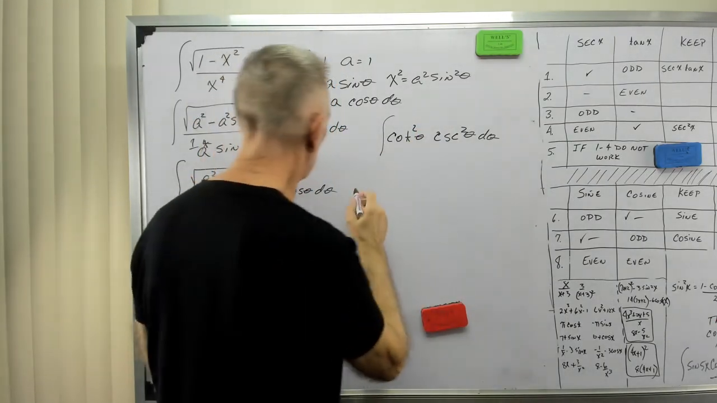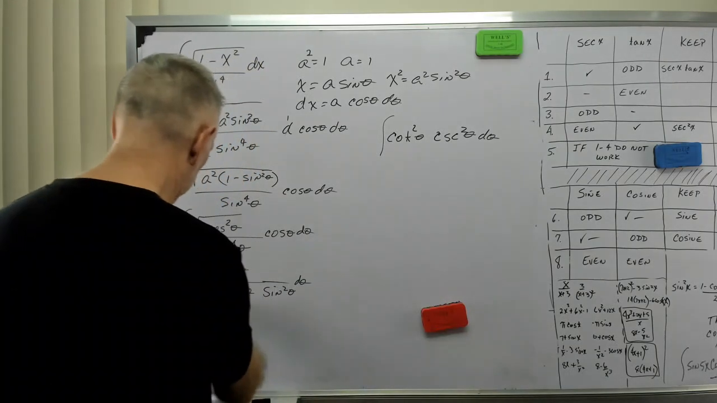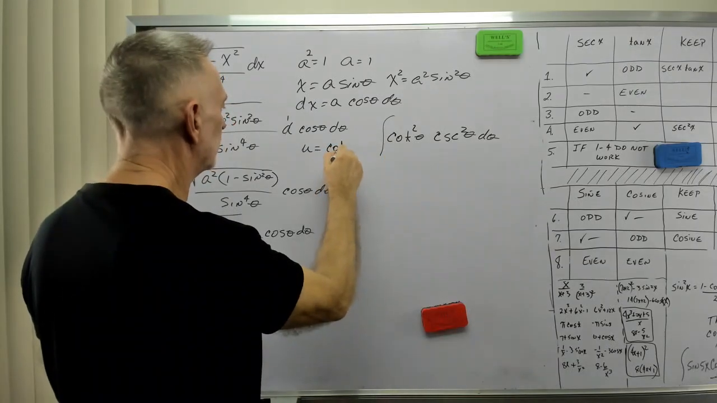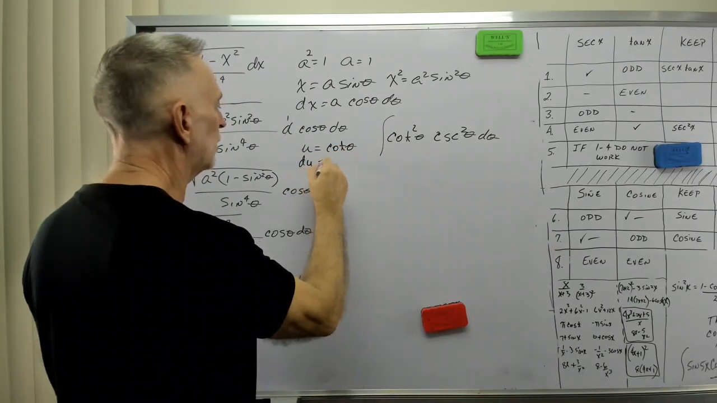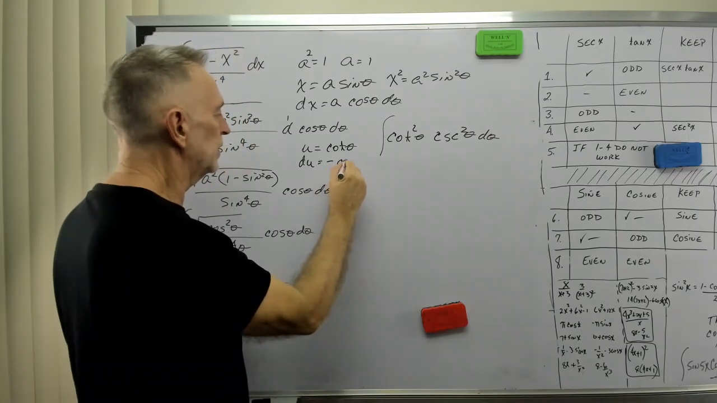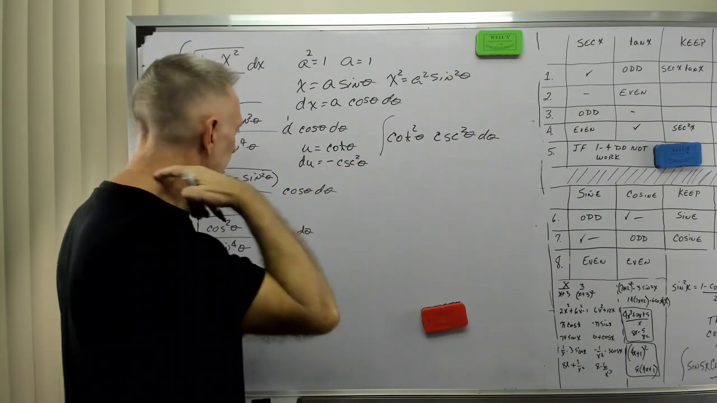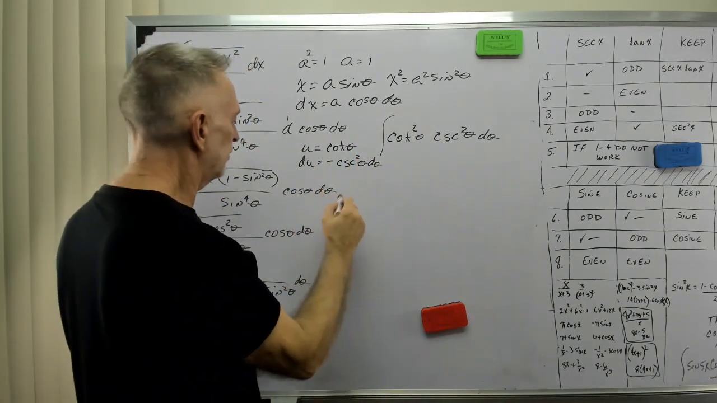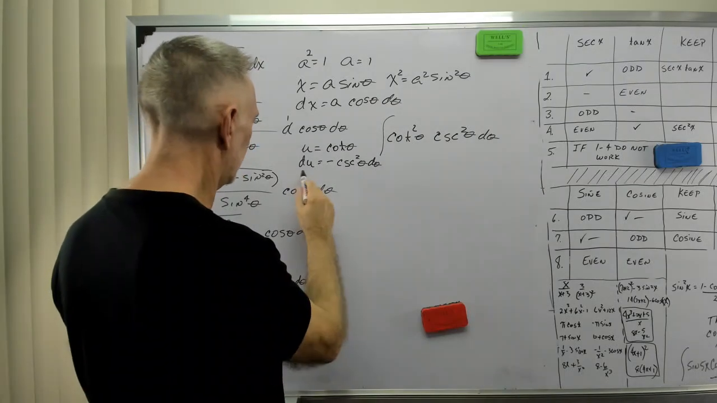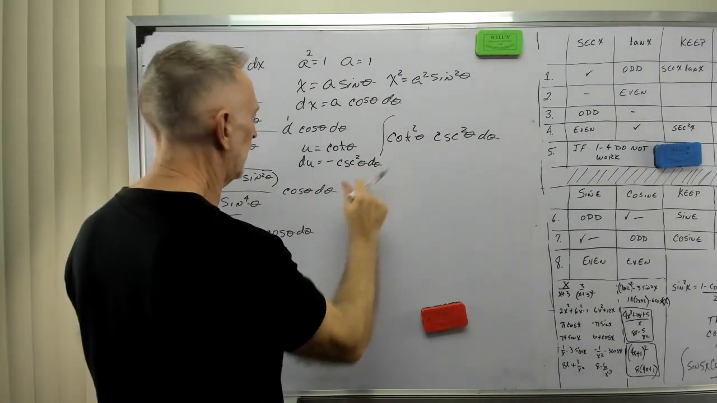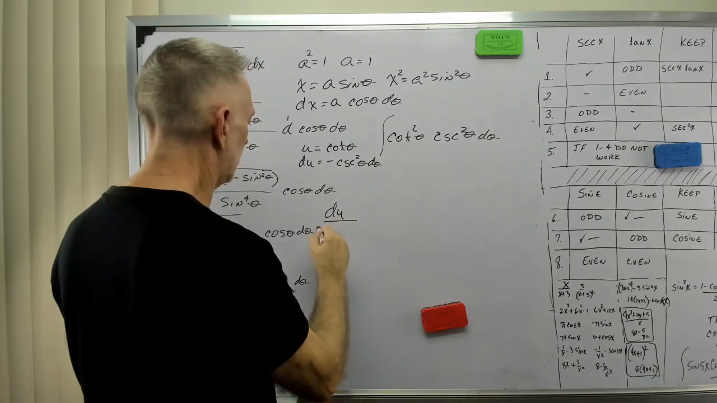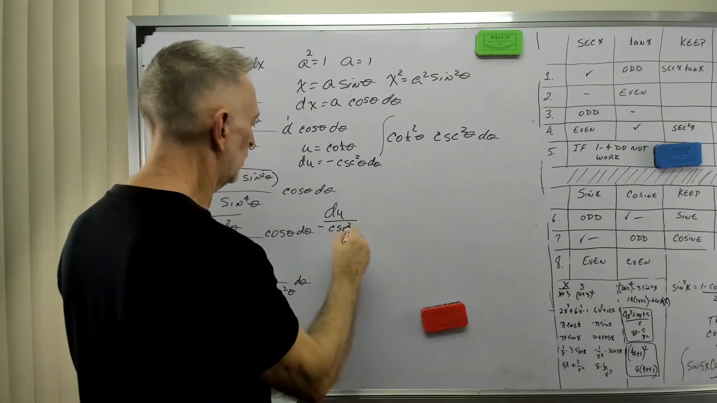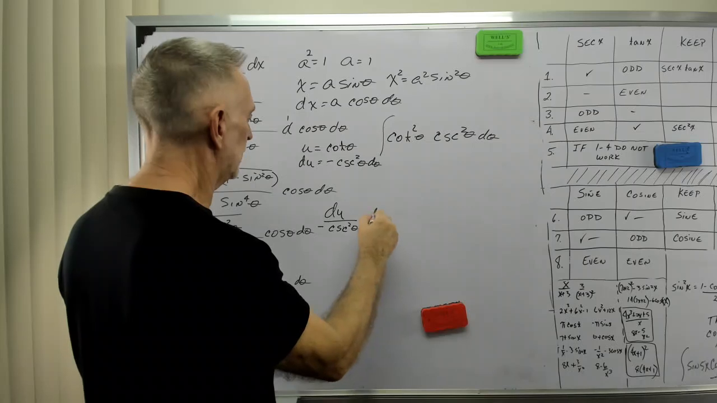So I could let u equal cotangent theta, du equals minus cosecant squared theta d theta. If I solve for d theta, I have du divided by negative cosecant squared theta equals d theta.